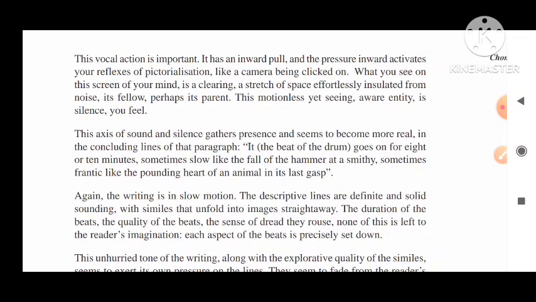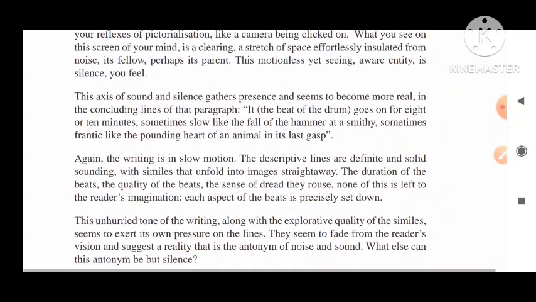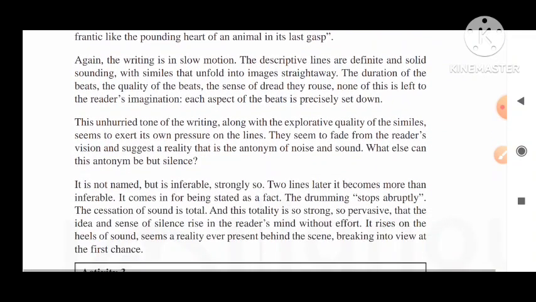What you see on the screen of your mind is a clearing, a stretch of space effortlessly insulated from noise, its fellow, perhaps its parent. The motionless yet ever-seeing entity is silence, you feel. This axis of sound and silence gathers presence and seems to become more real in the concluding lines of that paragraph. The beat of the drum goes on for 8 or 10 minutes, sometimes slow like the fall of the hammer at a smithy, sometimes frantic like the pounding heart of an animal in its last gasp.